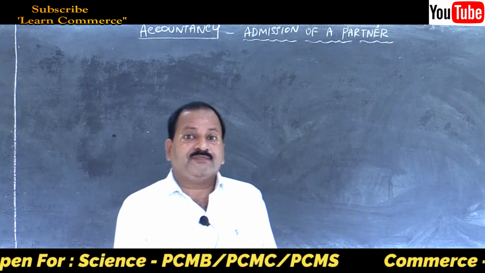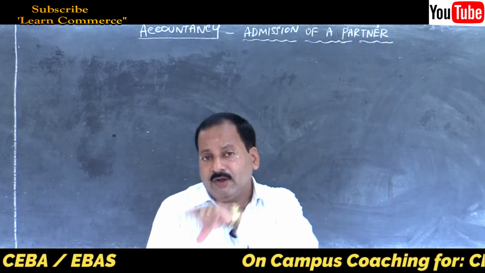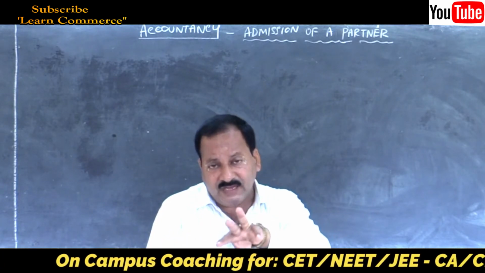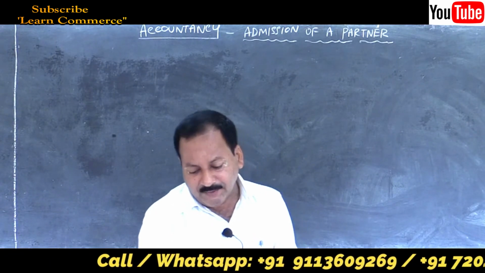So we have to prepare the revaluation account, then the combined capital accounts of partners, and then we have to prepare the balance sheet. These are the 3 things we have to do while solving a problem on admission for 12 marks. Let me read out the problem.